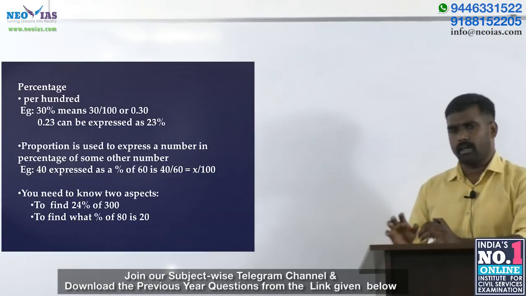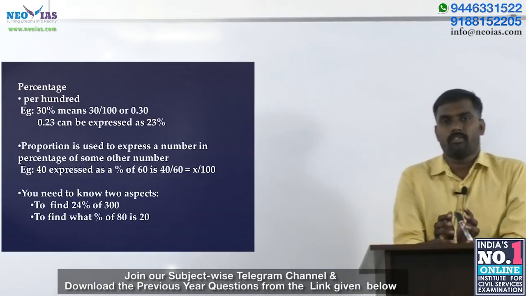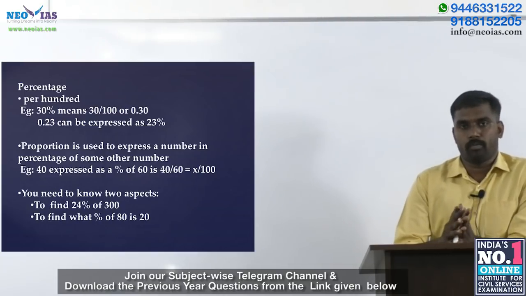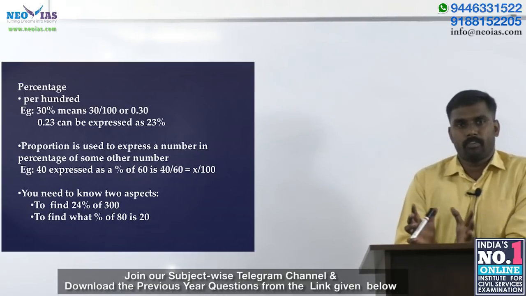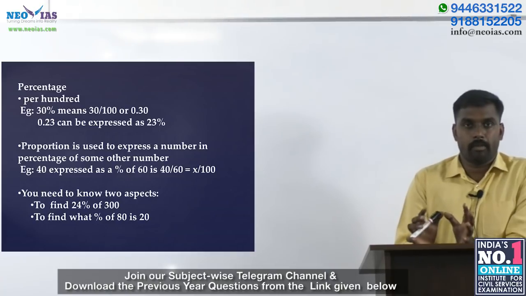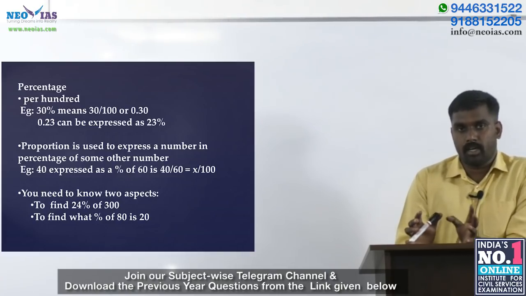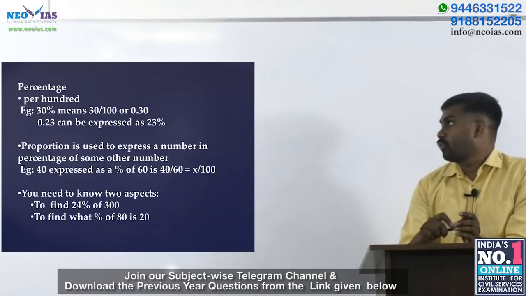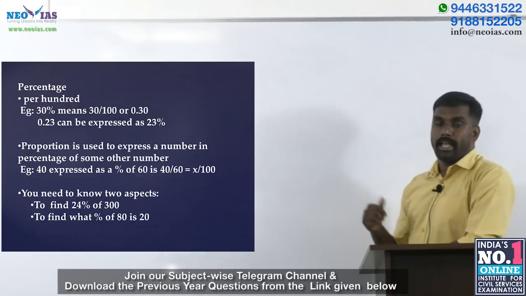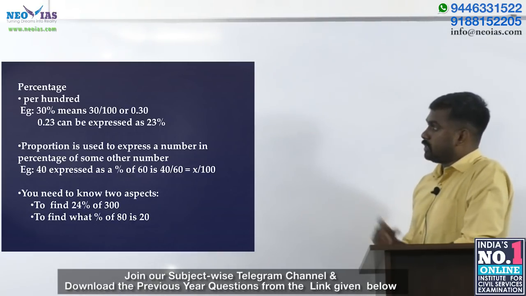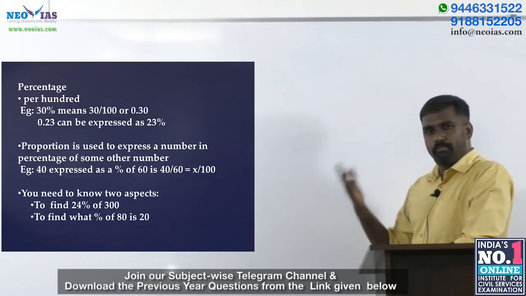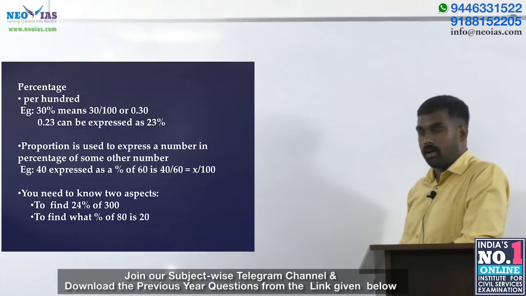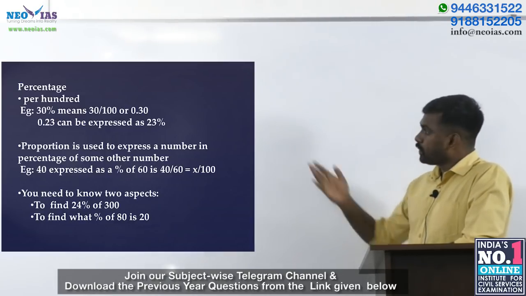So let's start. As usual, we'll start with the basic concept of percentage. What do you mean by percentage? This we know, per cent. Cent means century, that is 100. So whatever ratio or value is there, its percentage means that is per 100. The example conveys that meaning also. 30 percentage means 30 per 100, that is 30 by 100 or 0.30.